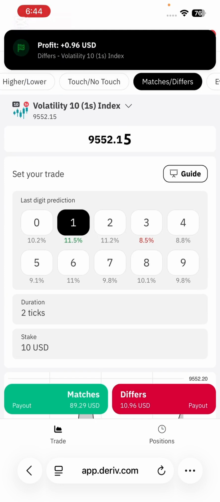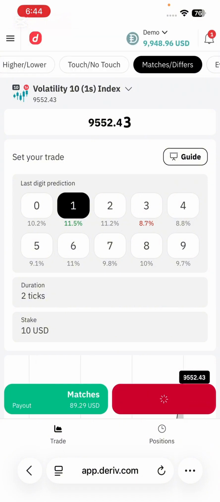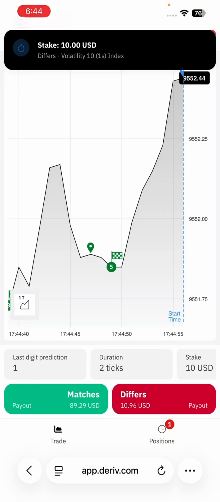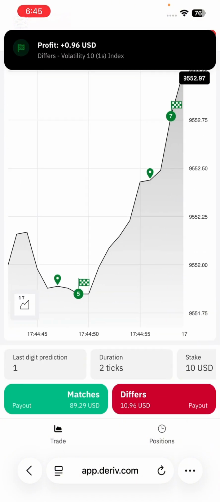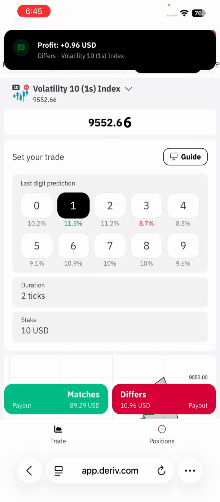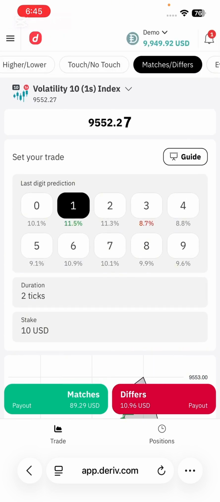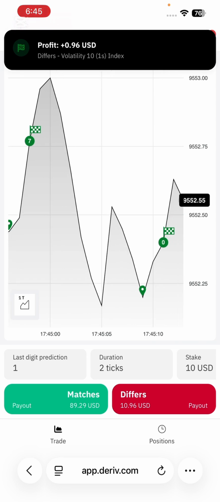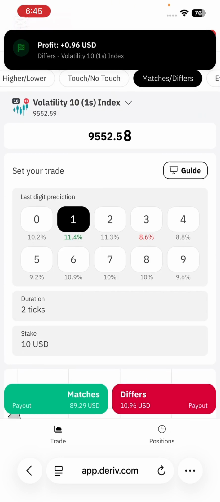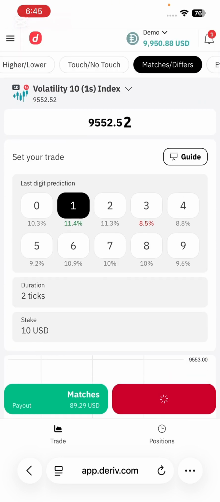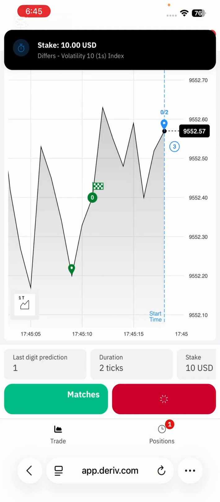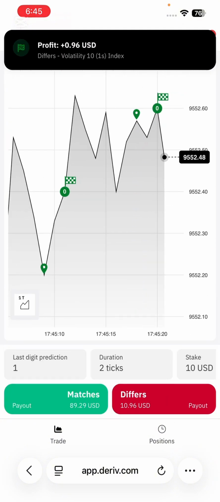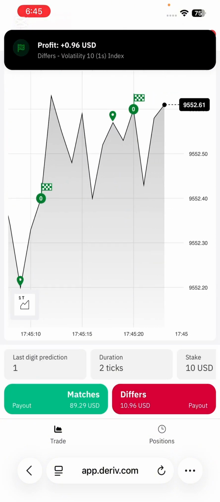We are in profit already. It's still good to trade. Good. This is the third trade we are taking, and we are all in profit. It's still good to trade. We are going again. We are in profit again. Pay close attention. We are in profit. It's still good to trade.